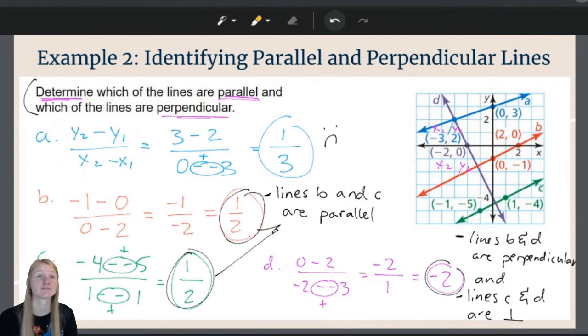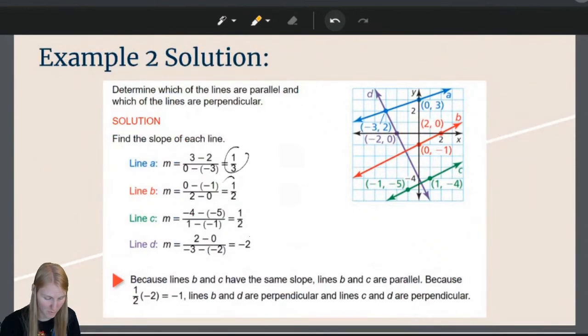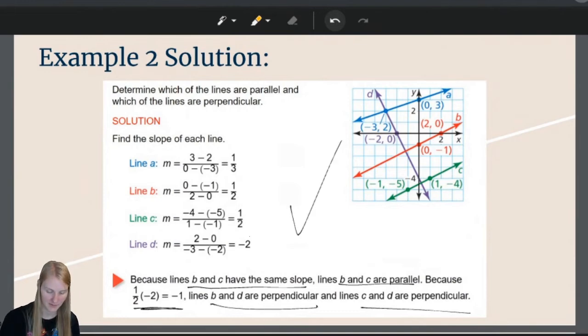Okay, all right. Let's check and make sure that we were correct. Yep, 1/3, 1/2, -2. Okay, so because B and C have the same slope, B and C are parallel. Because 1/2 times -2 is -1, B and D are perpendicular, and C and D are perpendicular. Yay! We were right.